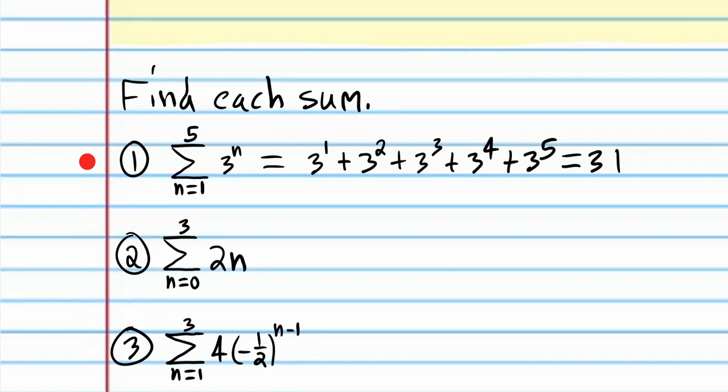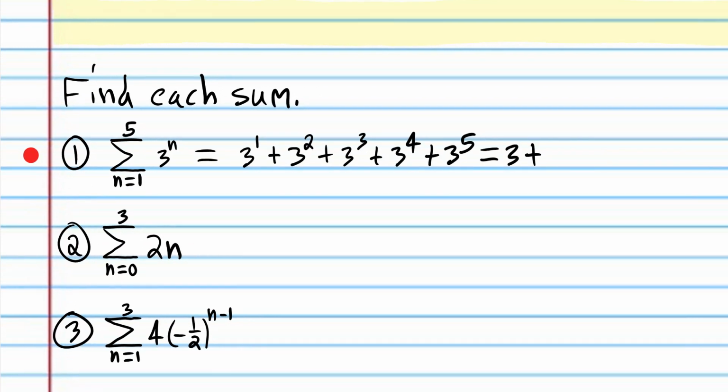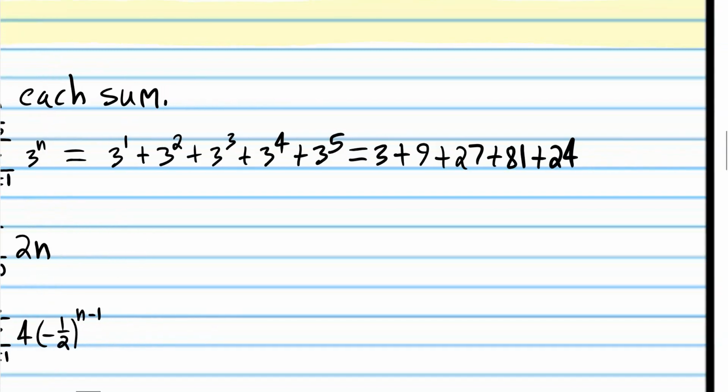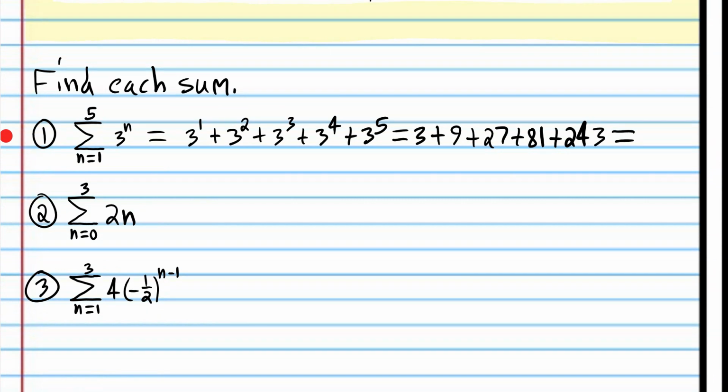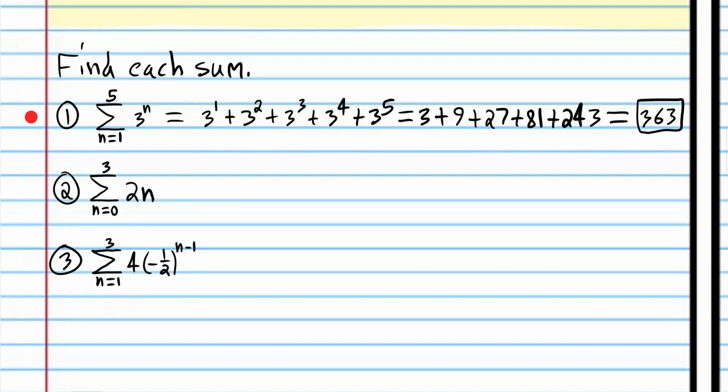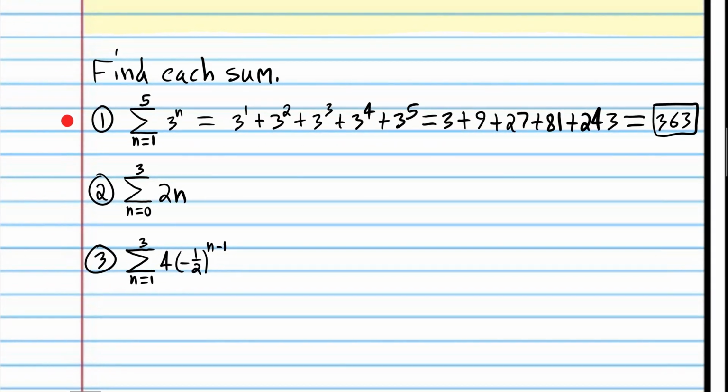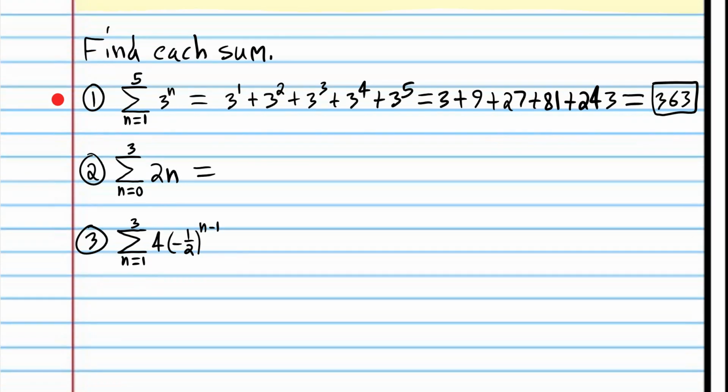So now we can calculate the sum. So 3 plus 9 plus 27 plus 81 plus 243. Don't be afraid to use your calculator to find that sum is equal to 363. So again, sigma notation indicates that we're finding a sum. So let's do another example.